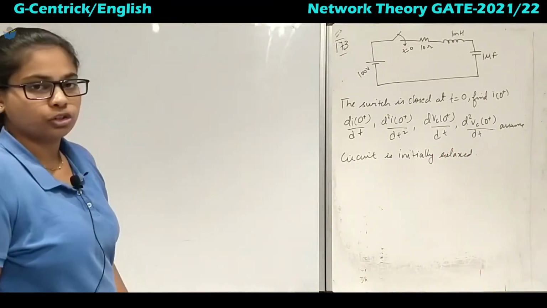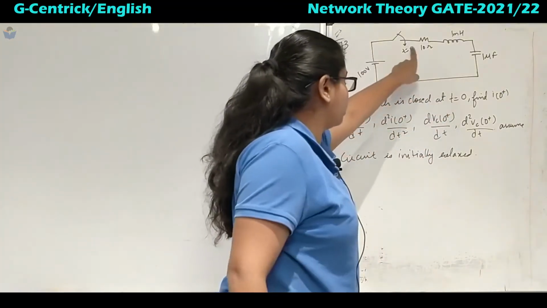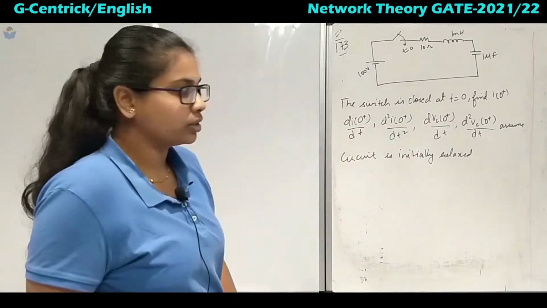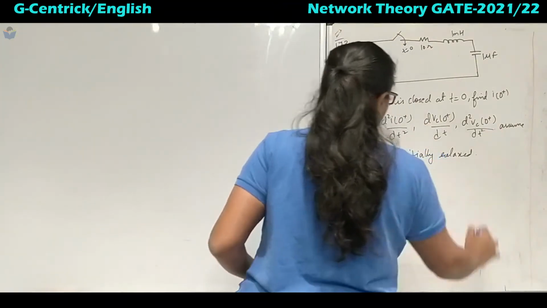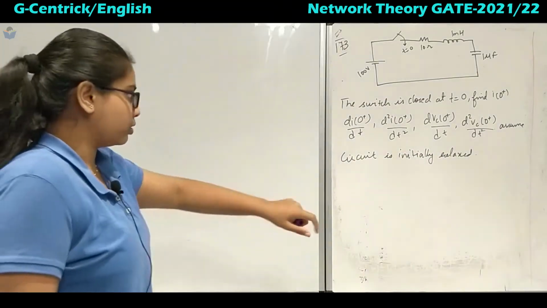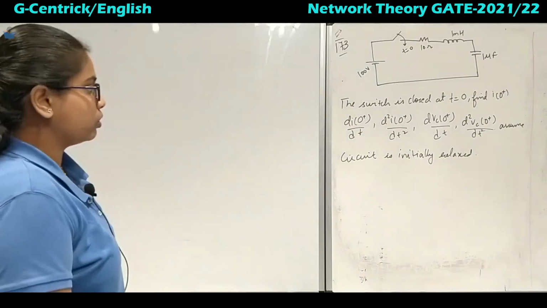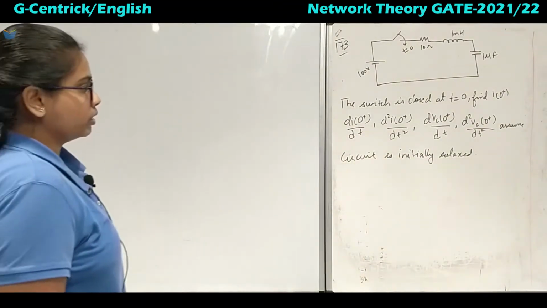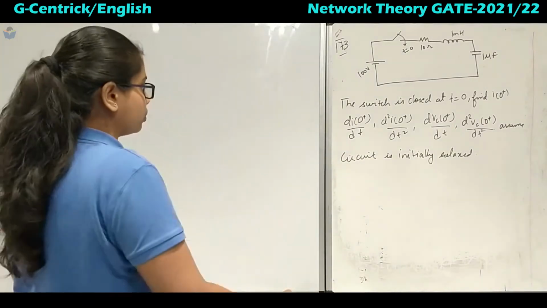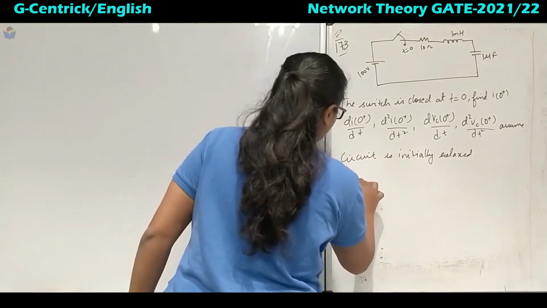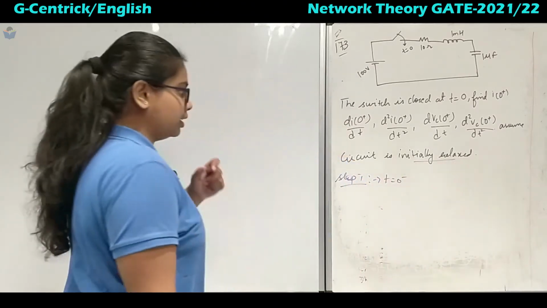Coming to question number 173, we are given that the switch is closed at t equal to 0. We have to find all these parameters. In this case we also have second order differentiation, d square I and d square v, so we have to find that also. We have to assume that the circuit is initially relaxed. So step 1 is easier for us to determine now, because they have given that it is initially relaxed.